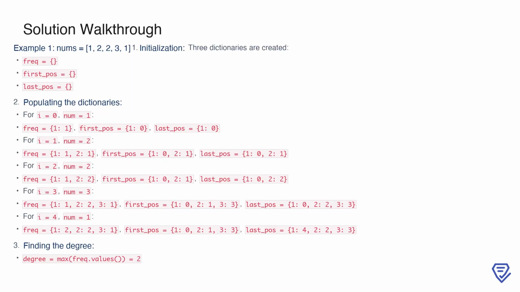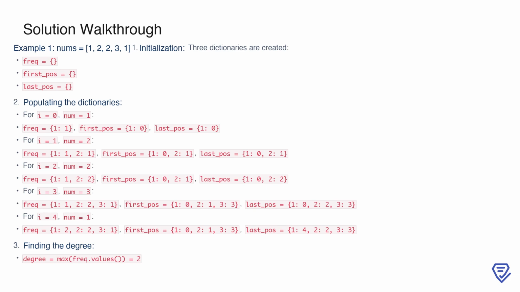Here, we start with the problem of finding the shortest subarray that shares the same degree as the input array. For the example array nums equals 1, 2, 2, 3, 1, we begin by initializing 3 dictionaries: frequency to track the frequency of each number, first_pos to record the first occurrence of each number, and last_pos to store the last occurrence. As we iterate through the array, we populate these dictionaries. For each number, we update its frequency in frequency, set its first occurrence in first_pos if it's not already recorded, and continuously update its last occurrence in last_pos.